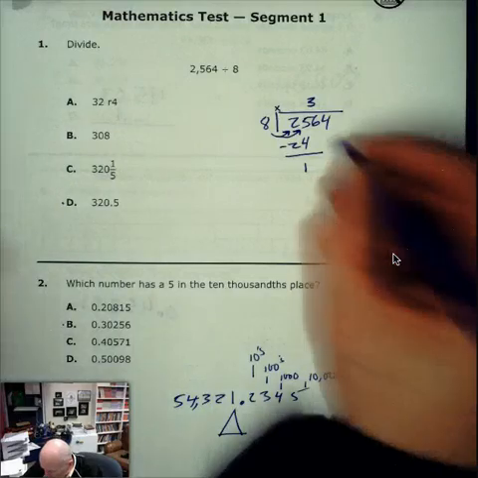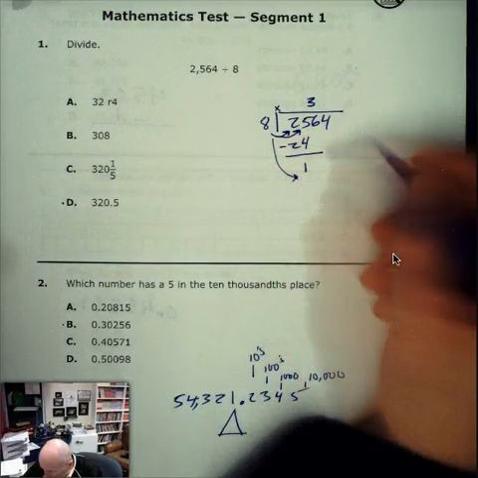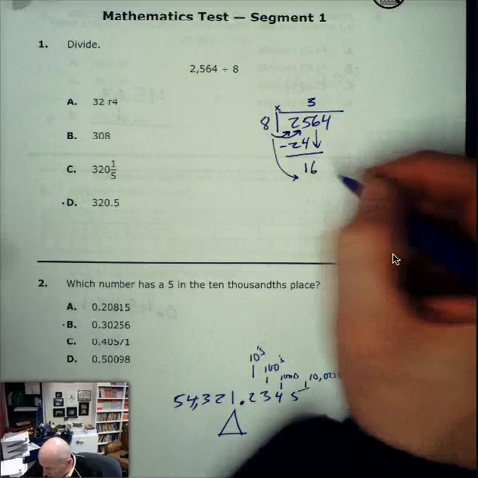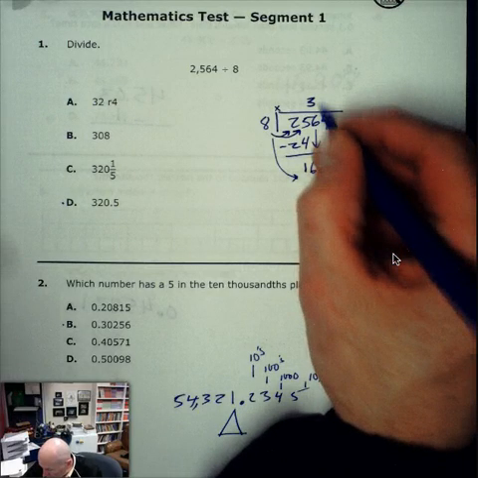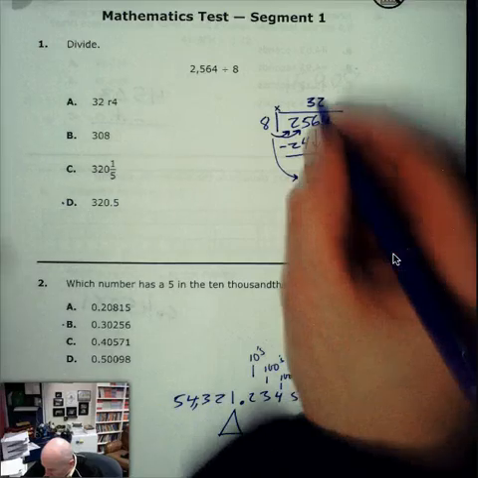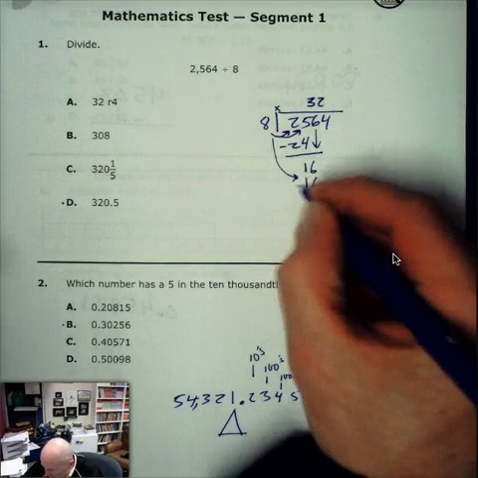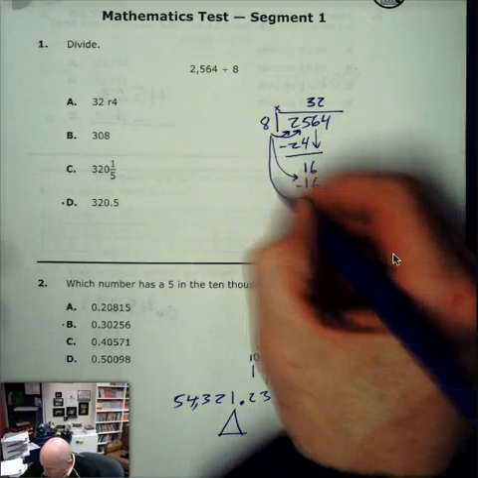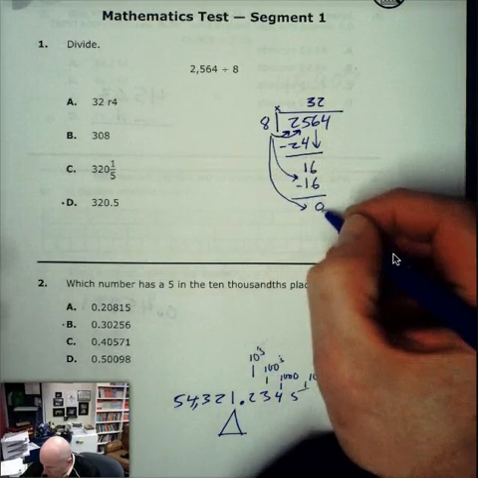Okay? Now, does 8 go into 1? No, it doesn't. I can bring down a 6. Does 8 go into the 16? Yes, it goes into 16 2 times. 2 times 8 is 16. I'll subtract away and I've got 0. Here are some important questions. Keep finishing it out. Does 8 go into 0?